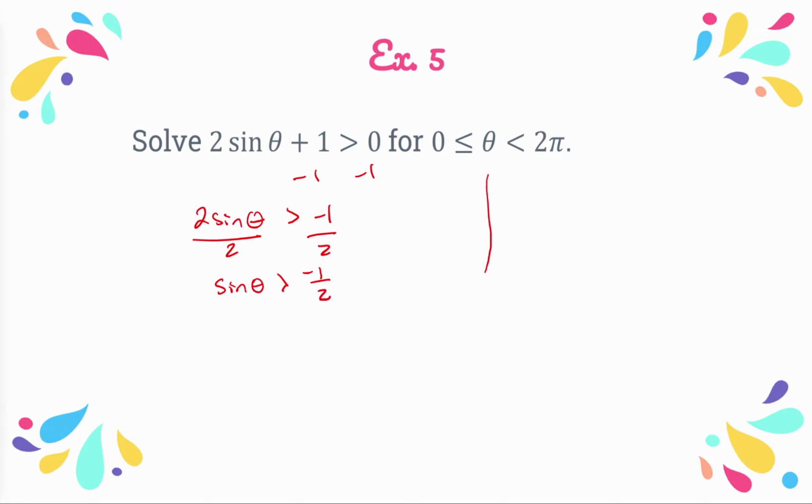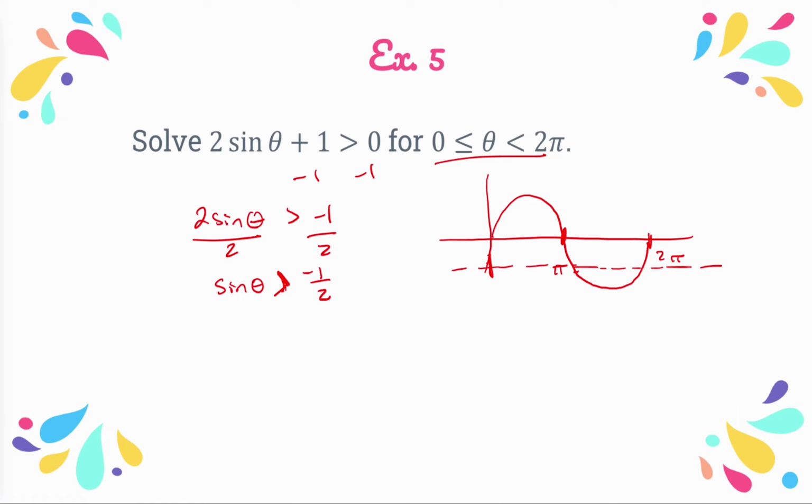So think about our graph of sine. This would be one period of the sine curve from 0 to 2 pi. We want to find where it's greater than negative 1/2. So it's going to be from here to here and from here to here. So these two sections of the curve. And so then all we need to do is figure out what these 2 points are.